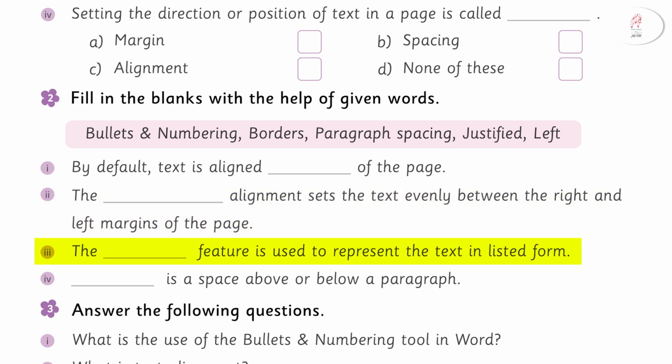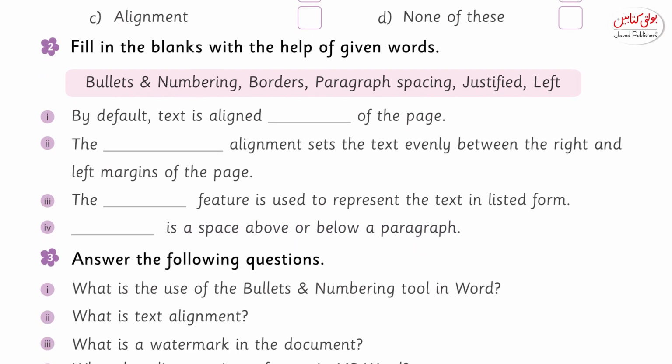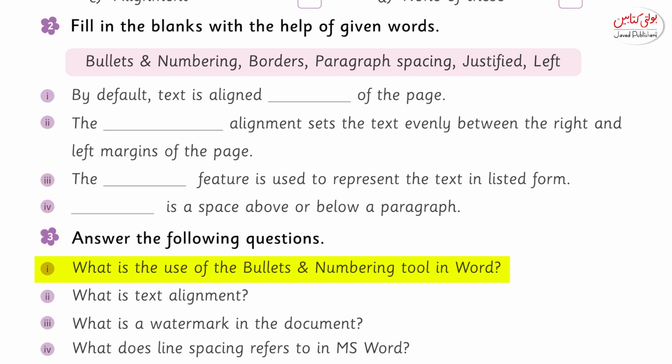Justified. The dash feature is used to represent the text in listed form. Bullets and numbering. Dash is a space above or below a paragraph. Paragraph spacing. Question number 3. Answer the following question. What is the use of bullets and numbering tool in Word? The bullets and numbering feature is used to represent the text in listed form.